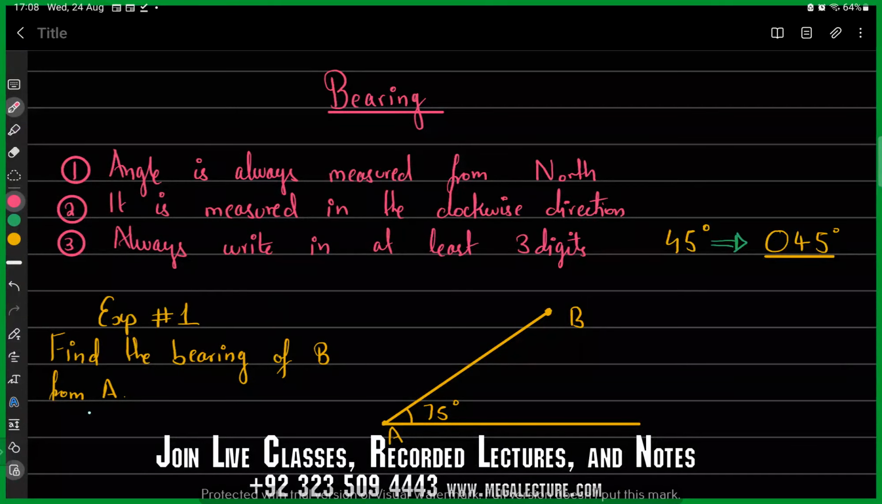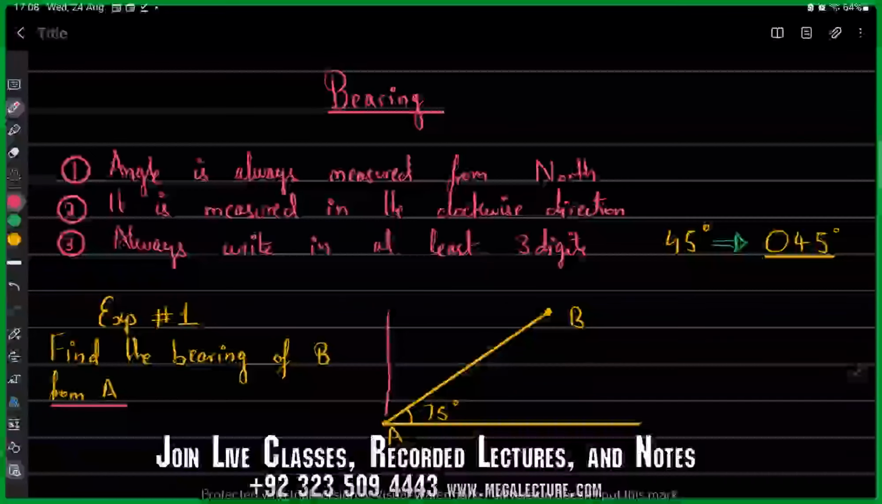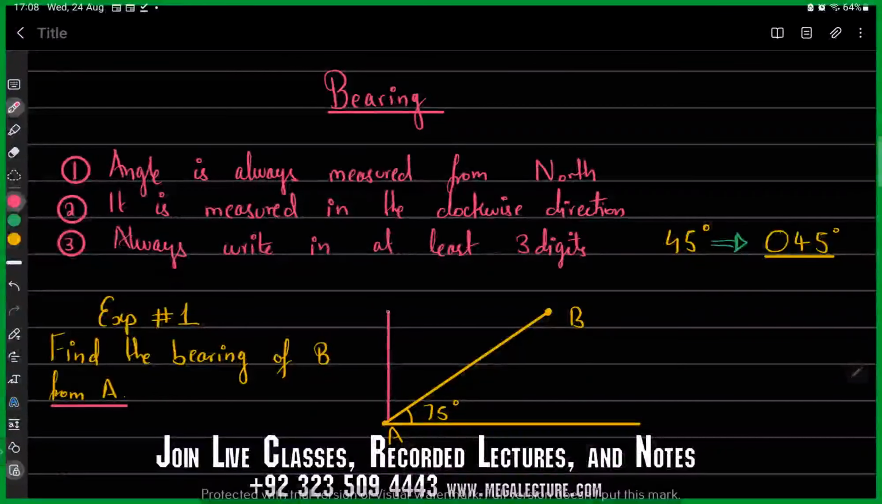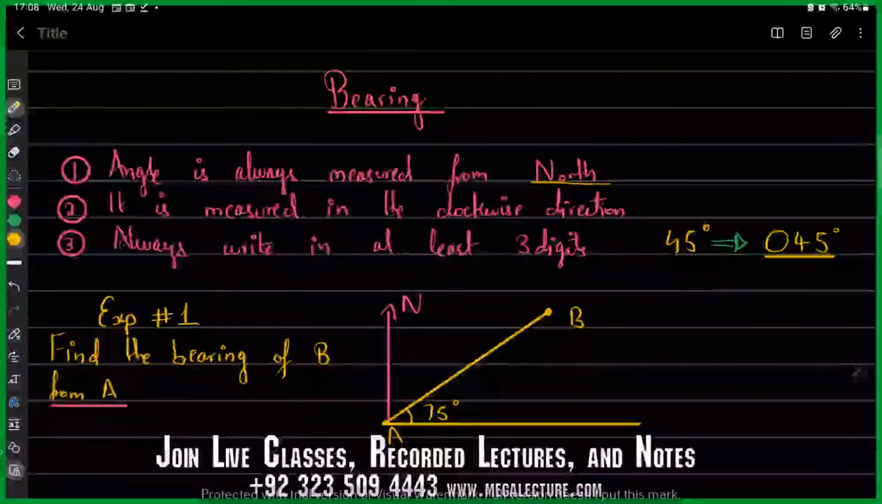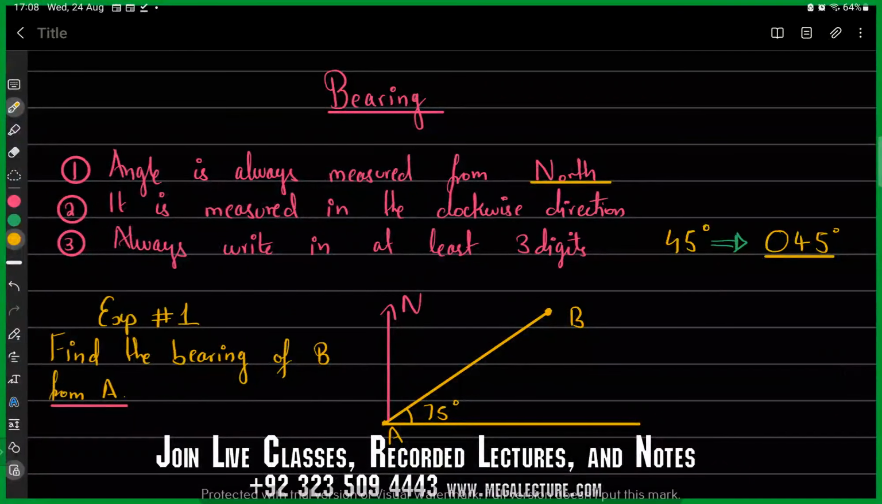So when it says from A, whatever point you have after from, just make an arrow on it. This is my arrow, and this is what north is. Angle is always measured from north. We want this north, so we made this north. Where exactly do we make this north? What exactly do we mean by north? North is a straight vertical line.